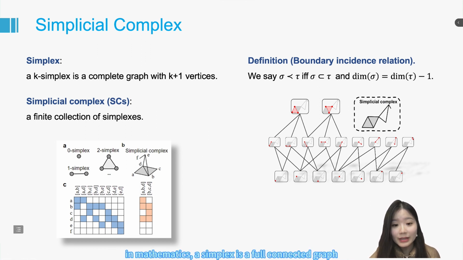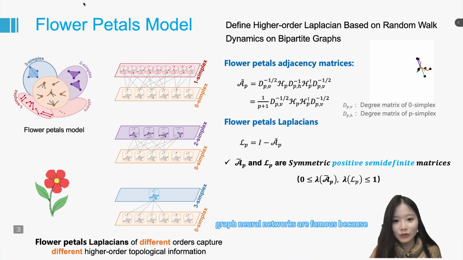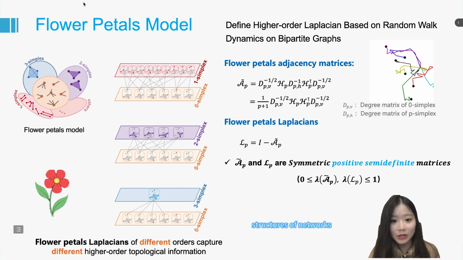In mathematics, a simplex is a fully connected graph. That is, a k-simplex is a complete graph with k plus 1 nodes. And a simplicial complex is a finite collection of simplexes. The boundary incidence operator describes the relationship between simplexes with one order difference, and the relation can be visualized as a Hasse diagram here.